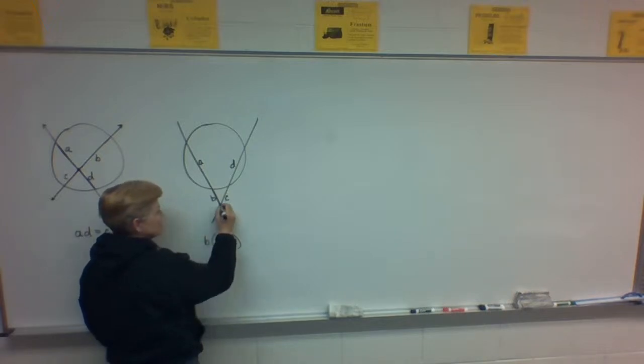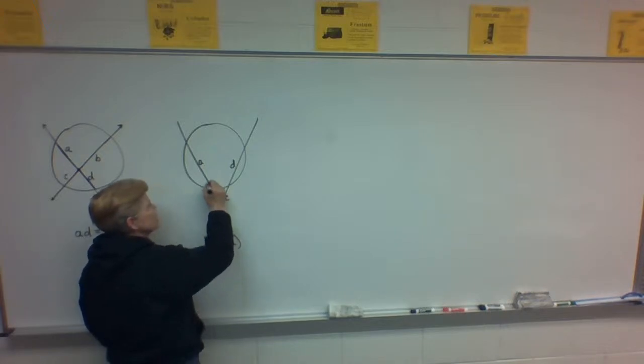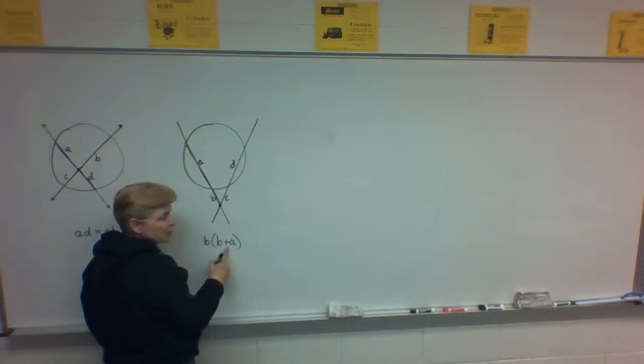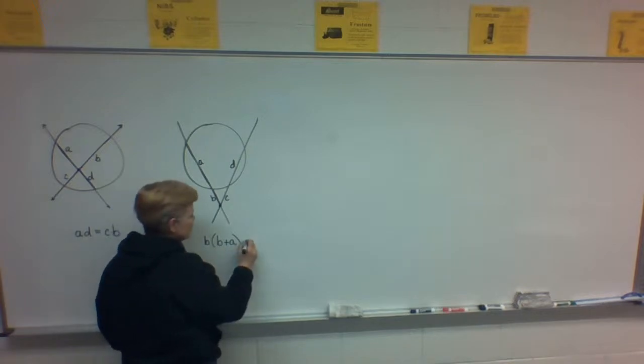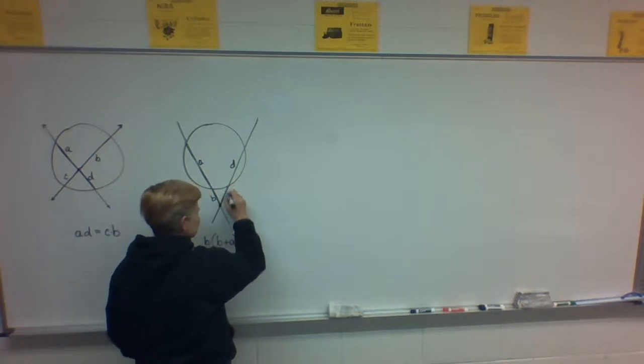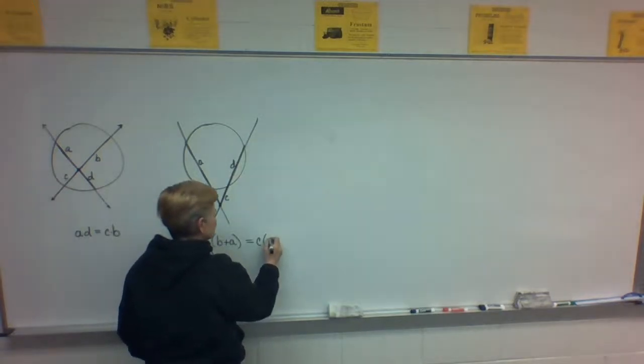Write it down. Then stay on that same line. Cross point to other edge of the circle. That's A plus B or B plus A, whatever. Right? Okay, so you got to keep that in mind. And that will equal C times C plus D.